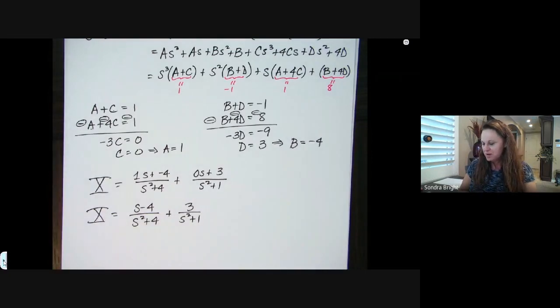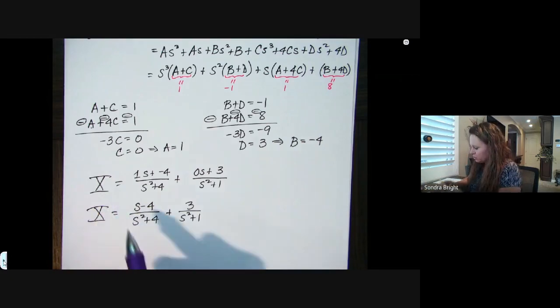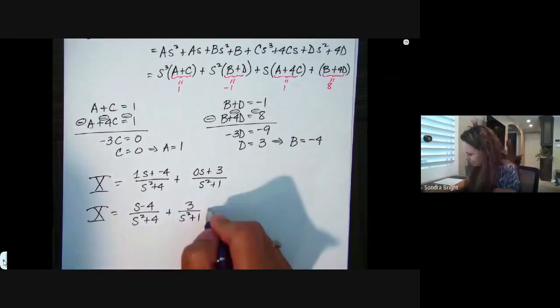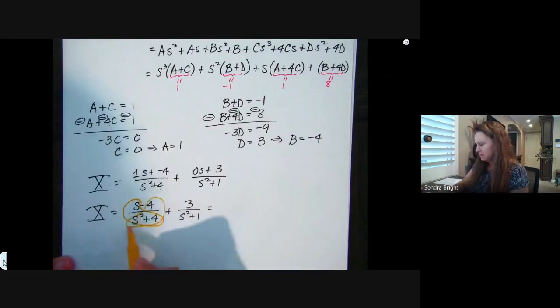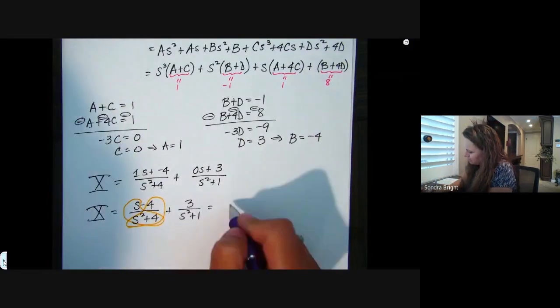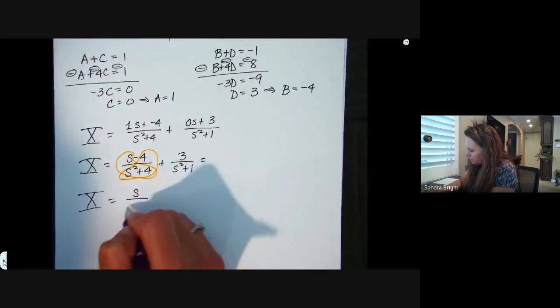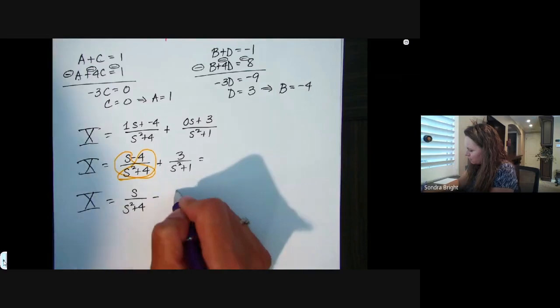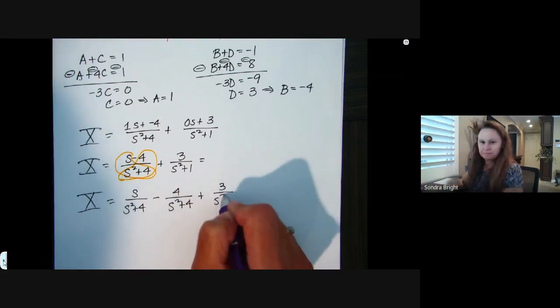Okay, we are about there, right? Only problem is, I've got an s minus 4 up here, and I don't have an s minus 4 on this s squared. So instead, I'm going to split this fraction up. You can do that as long as you put the first term over the entire denominator, minus the second term over the entire denominator. So capital X is s over s squared plus 4 minus 4 over s squared plus 4 plus 3 over s squared plus 1.